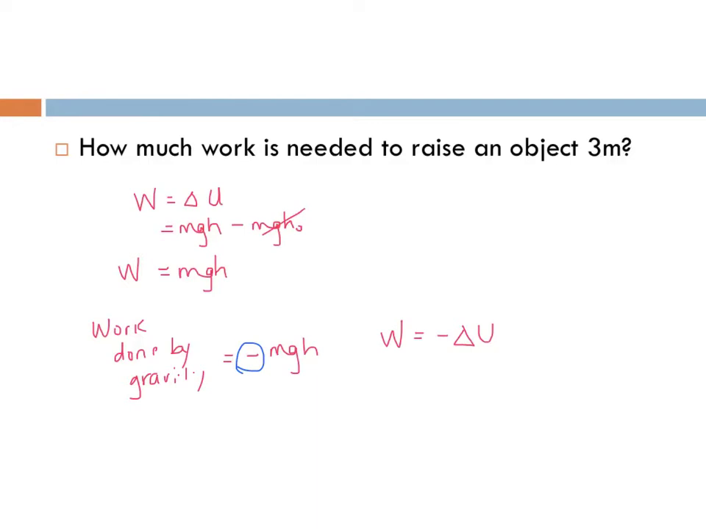Also, force would be positive if the force and the displacement are in the same direction, and negative when they're in opposite directions. So if I'm lifting this object, if I'm applying that upward force and my displacement is upwards, then the work that I do is positive. But gravity always acts downwards and the displacement is upwards, so as I move this object up, the work done by gravity is negative. So because gravity is a conservative force, the work done by gravity is negative change in potential.